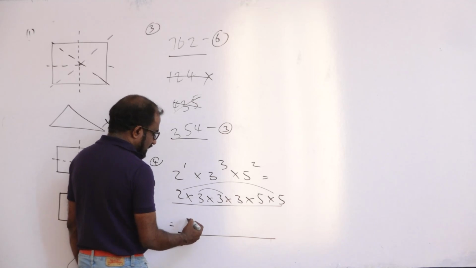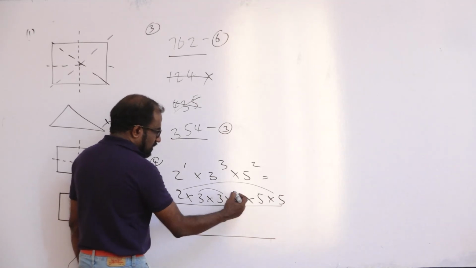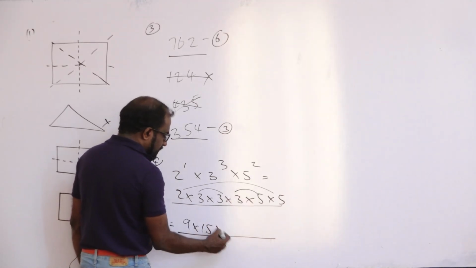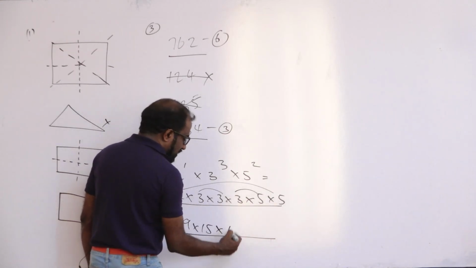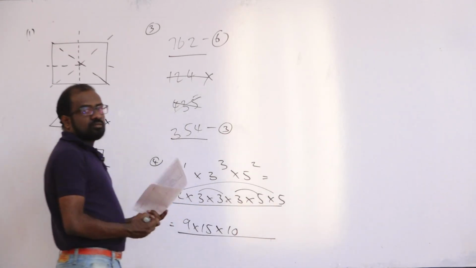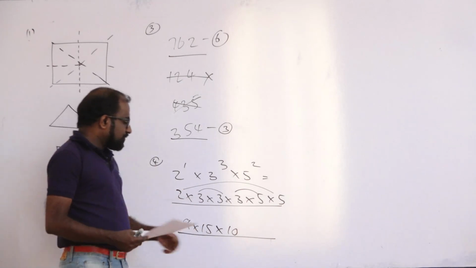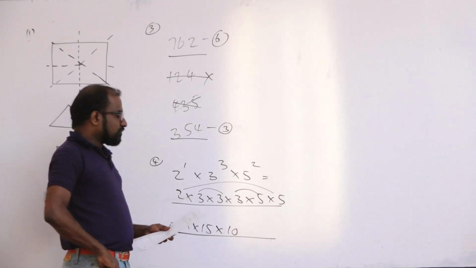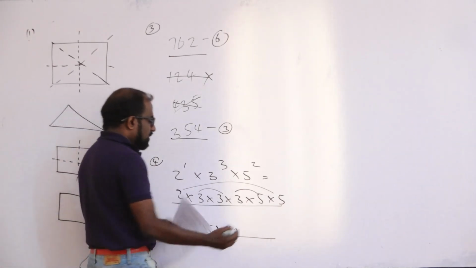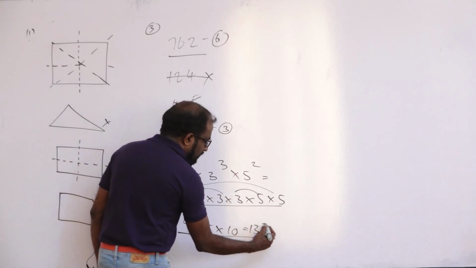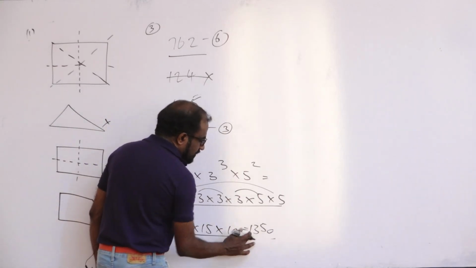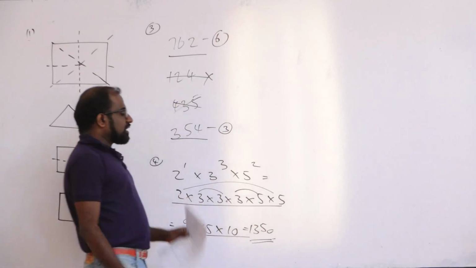3 times 3, 9. 3 times 5, 15. 2 times 5, 10. Then, what's it? 9 times 15, that is 135. 135 into 10, 1350. Right? What do you answer? 1350 is the answer.